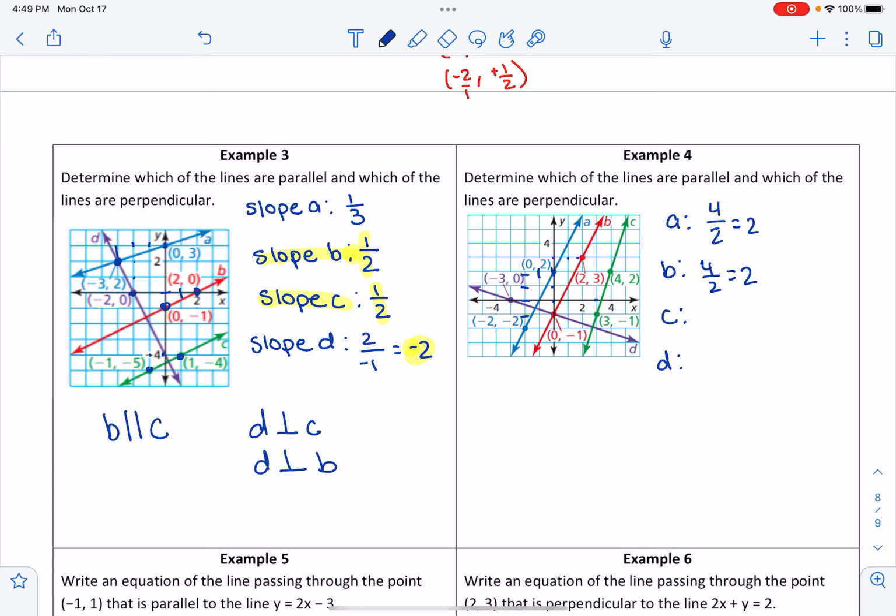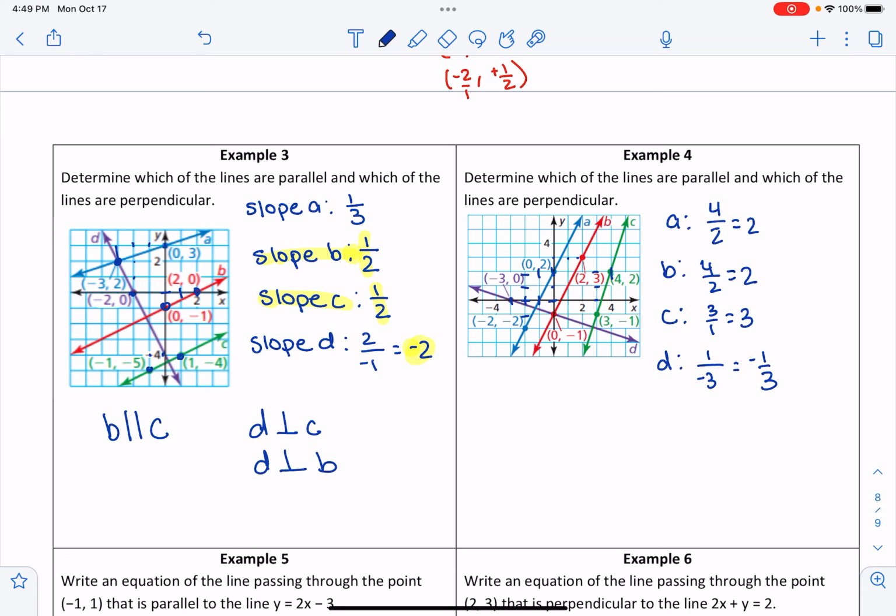C has a slope of positive 1, 2, 3, run positive 1, so 3/1, or 3. And line D has a slope of rise 1, run negative 1, 2, 3, or negative 1/3.